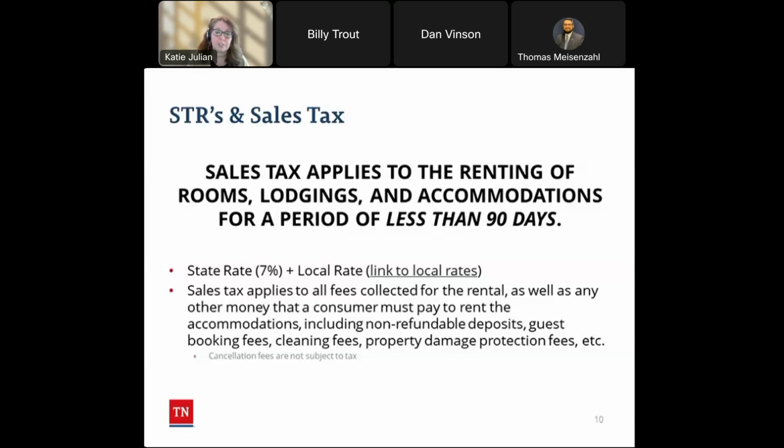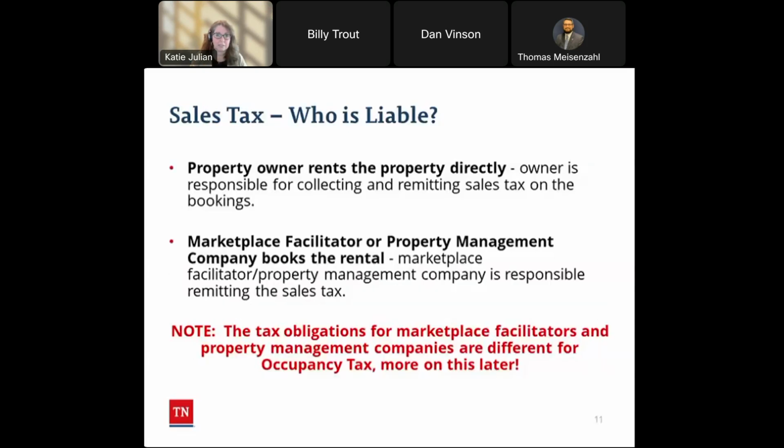So for sales tax, that does apply to campsites again, homes, condos, you name it. If you rent out your RV, rent out your camper, that's actually tangible personal property, which sales tax applies to all the time. But for real property that is rented for a period of less than 90 days, sales tax is applicable. So who is liable for sales tax?